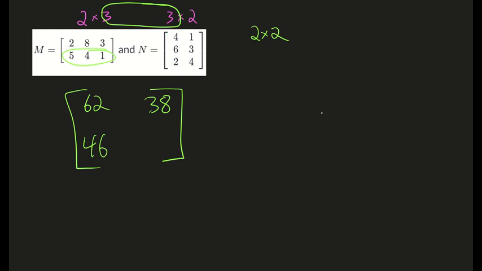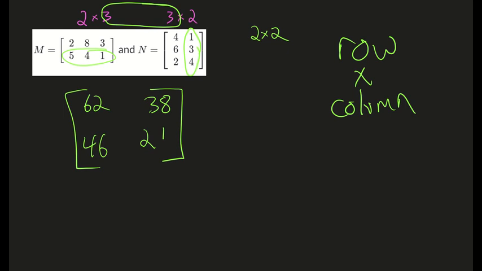Then for this location, because it's second row, second column, we multiply our second row by our second column. So it's always row by column, and we're finding dot products. So 5 times 1 plus 4 times 3 plus 1 times 4. So it is 21. So our resulting matrix is a 2 by 2.